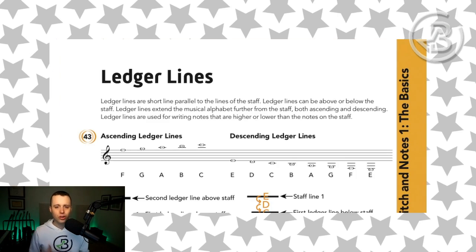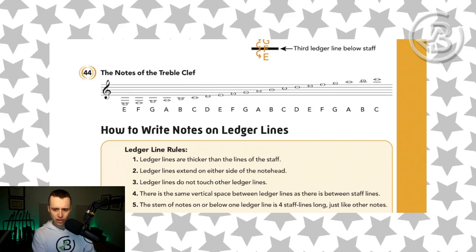In this lesson, we're going to be talking about ledger lines. So ledger lines are small lines that go above or below the staff that let us continue the basic musical alphabet of notes above or below the staff. So let's do this. Before we dive in, let's first get a bird's eye view of what's going on here in terms of ledger lines.